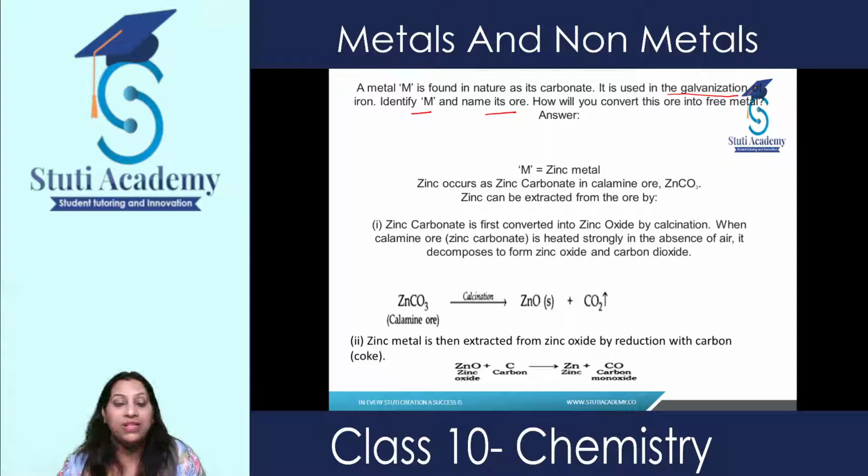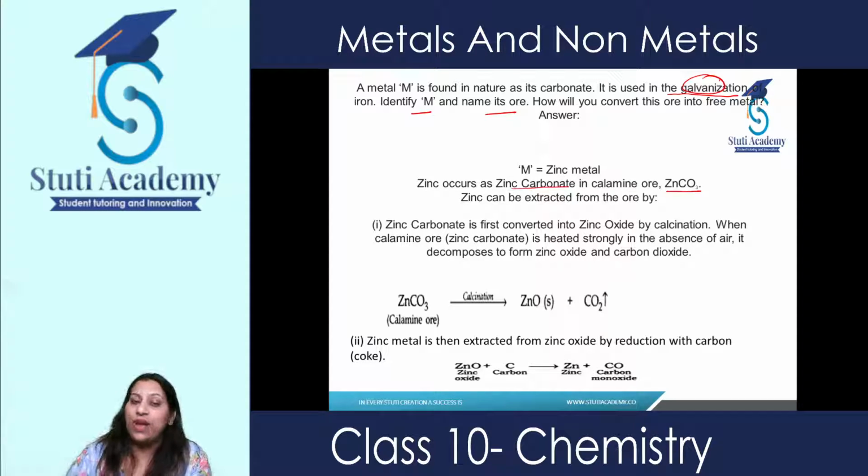So here M is zinc metal, because with the help of this hint, we get an idea that zinc metal is M. And zinc occurs in nature in the form of zinc carbonate. And this can be extracted by, first we heat this in the absence of air by the process of calcination, which results in the formation of zinc oxide, and carbon dioxide gas is released.